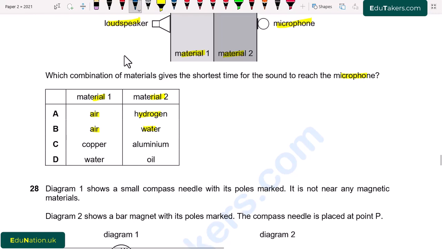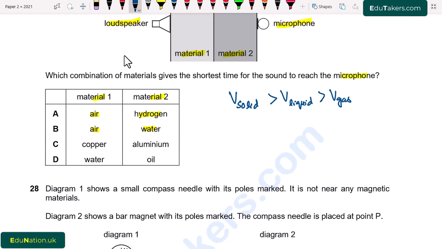So first of all, we know that the speed of sound is highest in solids, then in liquids, and then smallest in gases. I write here, speed of sound is largest in solids, then here is liquids, and then gases.